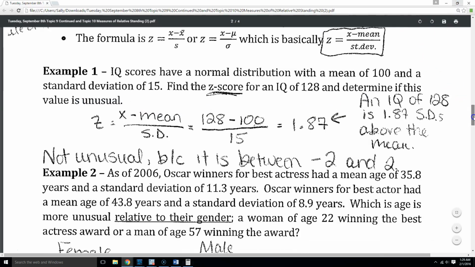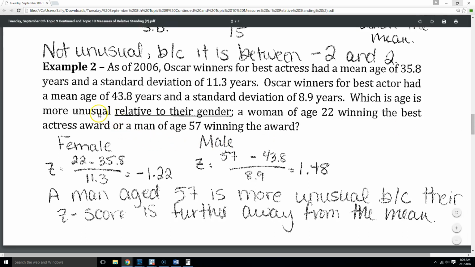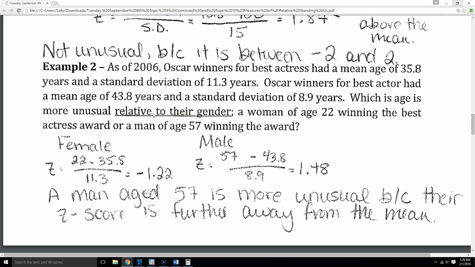So what we would do in this case is find the z-score for both. And it's important to notice the language here is more unusual relative to their gender. This can be unusual in the higher direction, meaning they're older than we would typically expect, or it could be unusual in the lower direction, meaning they were younger than what we would expect.